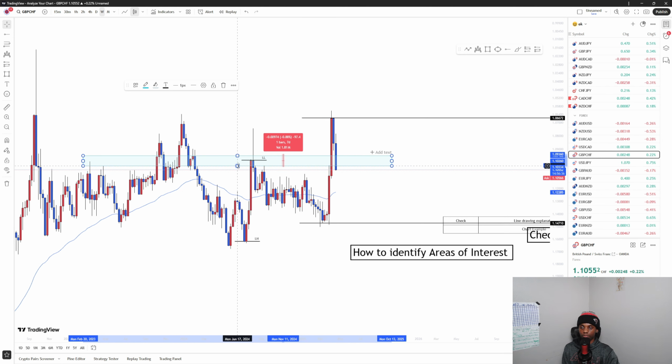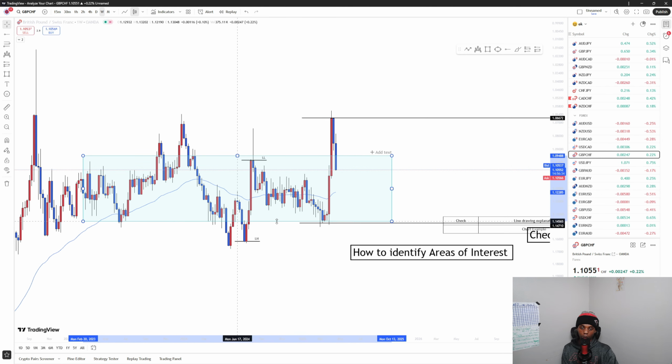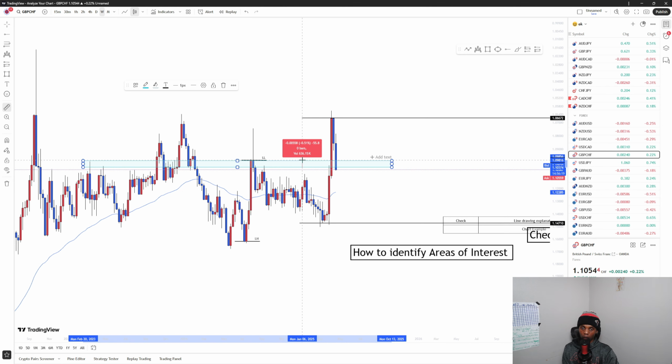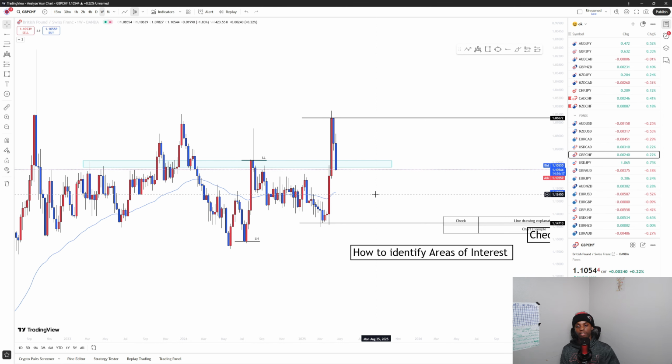97 pips. Not valid, too big. Put this back, continue down. Okay, get to this structure, bring this up. Too big, too big. 1, 2, 3 touches. How big is this? 55 pips, valid area of interest.